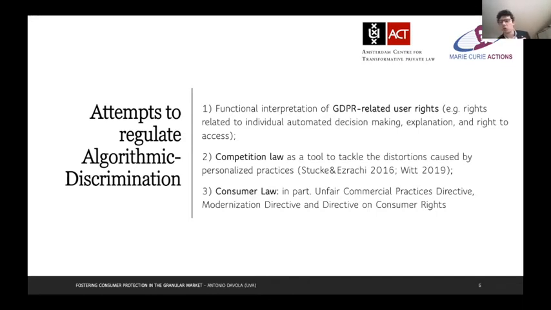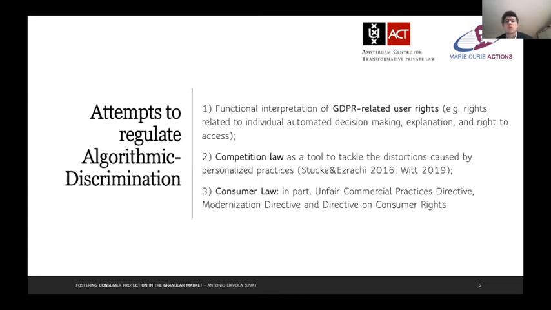Now, on the one hand, of course, the functional interpretation of GDPR-related user rights has been called upon as a tool to regulate algorithmic discrimination. That comes mostly from data protection and privacy scholars. Now, the problem with this approach, and once again, excuse me, this might be a little bit straightforward, but time management requires me to do so. Eventually, we can get into detail in the subsequent conversation.